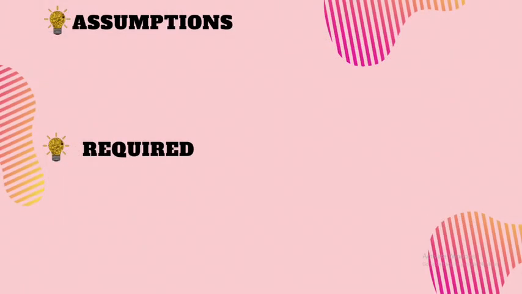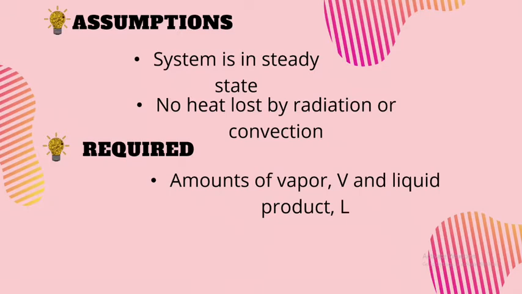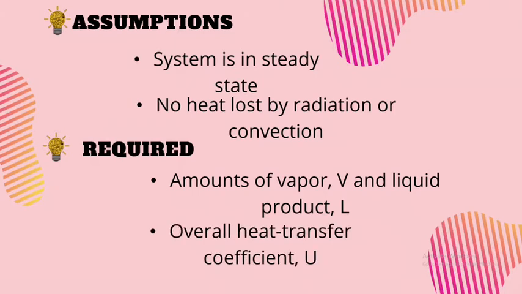Okay, so now that we're done with our free body diagram, let's now proceed with the assumptions. For this given problem, we can assume that number one, the system is in steady state, and we can also assume that there is no heat lost by radiation or convection. Next thing we will do is to list down what we are going to find in this problem, or what are the required quantities. So first, we are required to find the amounts of vapor V and liquid product L, and also the overall heat transfer coefficient denoted as U.